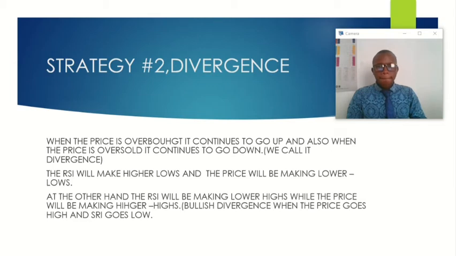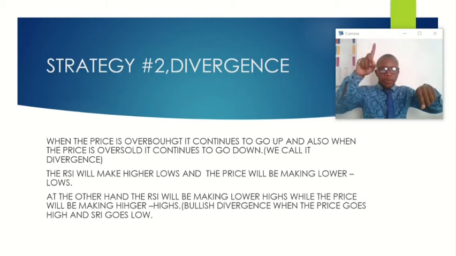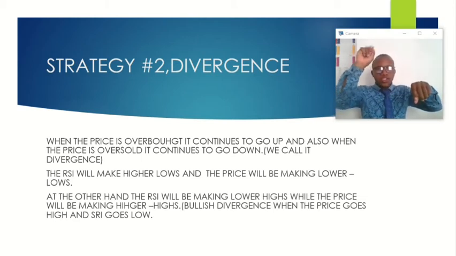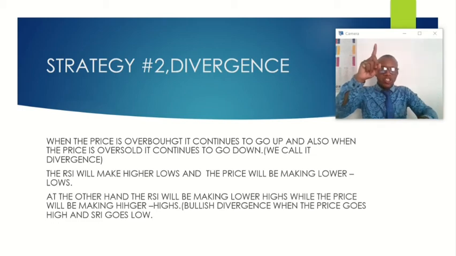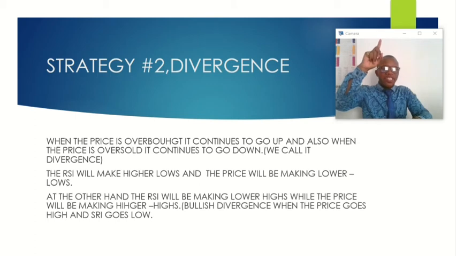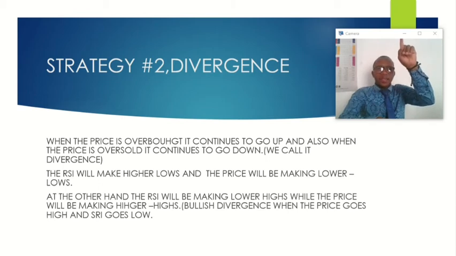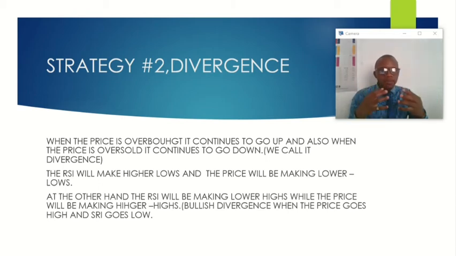You see, the RSI goes up, meaning the things swap. When the RSI is going up, the price is going down. We call these things the bullish divergence when the price goes high and the RSI goes low. Bearish divergence is when the price goes down and the RSI goes high. That is called divergence. Sometimes that is what you're going to experience in the market.